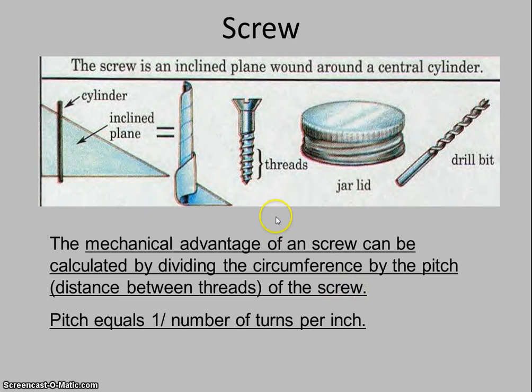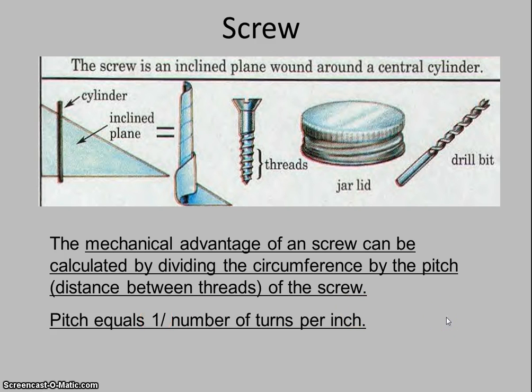And you're just dividing the circumference by the pitch, right? And pitch equals 1 divided by the number of turns per inch. So how many times do you have to turn that screw for it to go an inch?